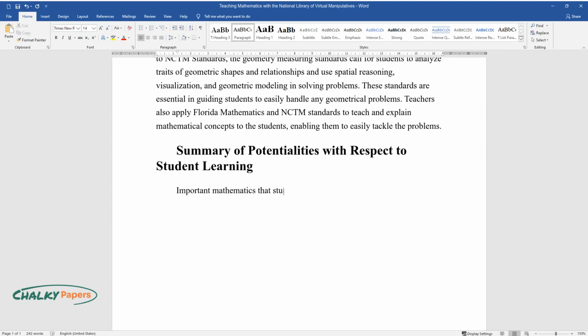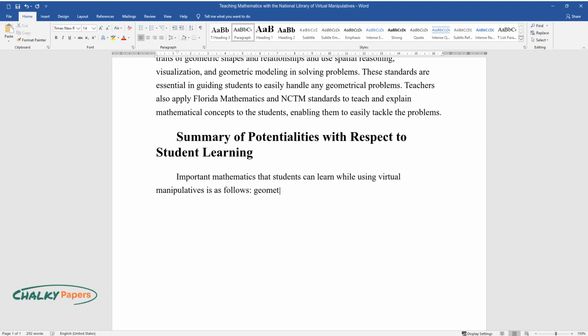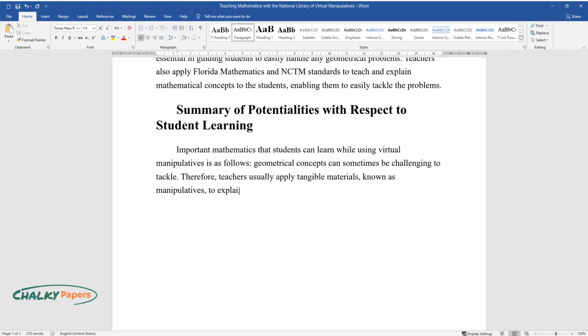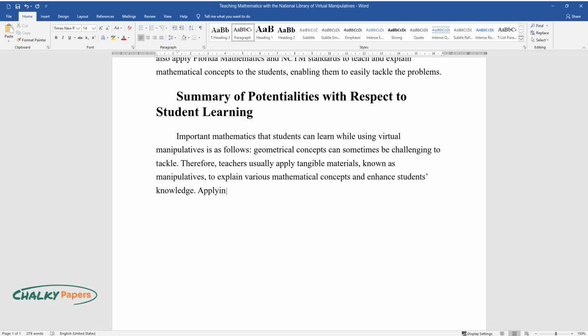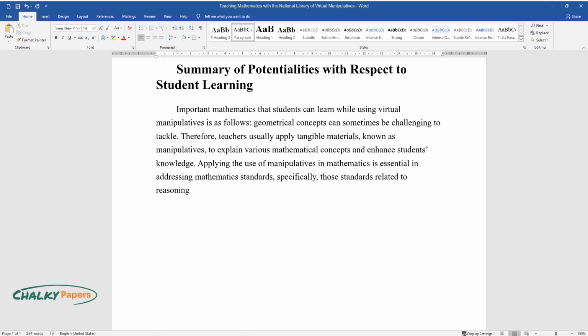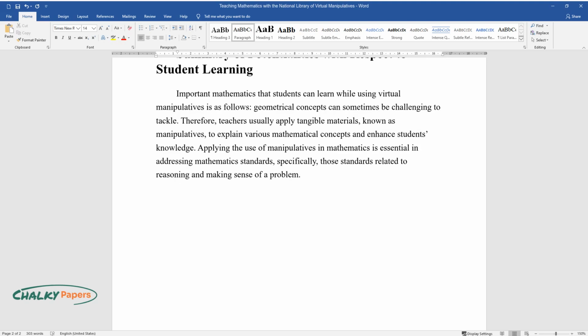Summary of potentialities with respect to student learning. Important mathematics that students can learn while using virtual manipulatives is as follows. Geometrical concepts can sometimes be challenging to tackle. Therefore, teachers usually apply tangible materials, known as manipulatives, to explain various mathematical concepts and enhance students' knowledge. Applying the use of manipulatives in mathematics is essential in addressing mathematics standards, specifically, those standards related to reasoning and making sense of a problem.